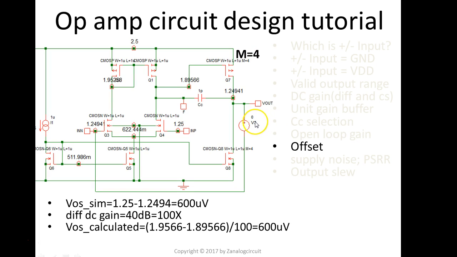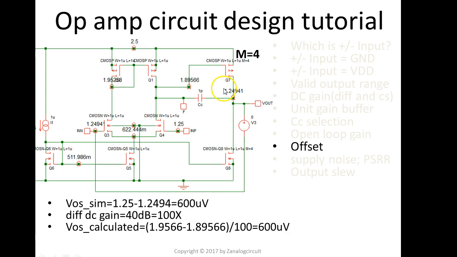Now, what if we reduce the M from 8 to 4? What's going to happen? The minute you do that and run the simulation again, you're going to see that for both inputs, the plus side and the minus side, now there's a 600 microvolt offset difference. We call it input offset. So what does that input offset come from?